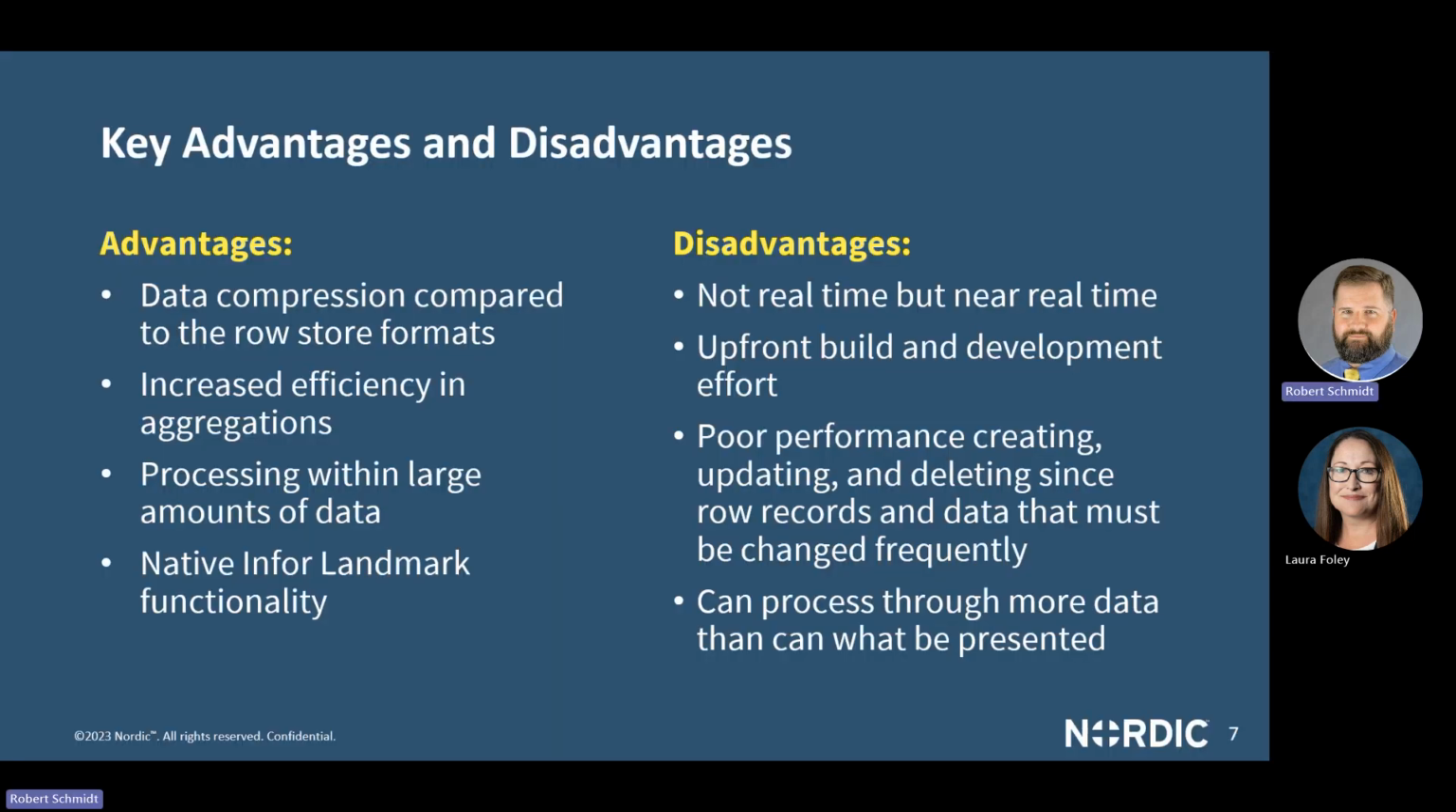So looking at some key advantages and disadvantages. On the advantages side, we'll start there first. We have data compression on the columnar side compared to the row format. The data is, as we talked, stored in columns, and the compression algorithms are then able to utilize the similar value format from each column. In our example, that was like age. We had names, ages, and locations.